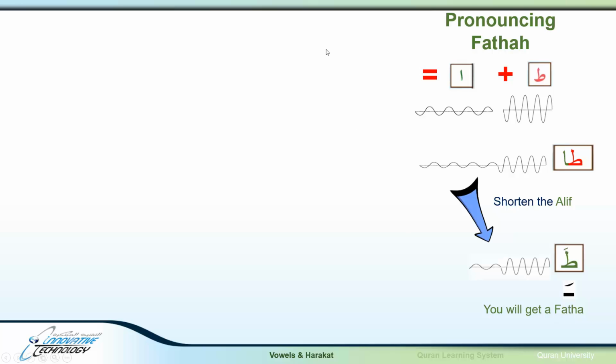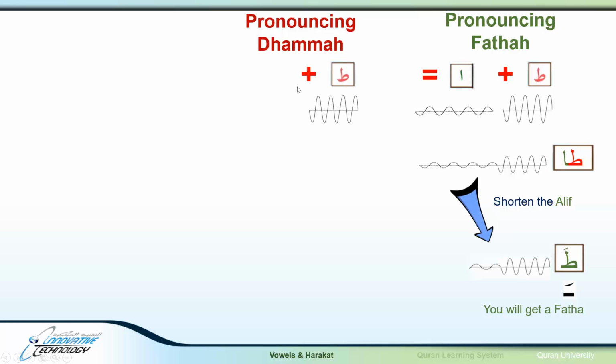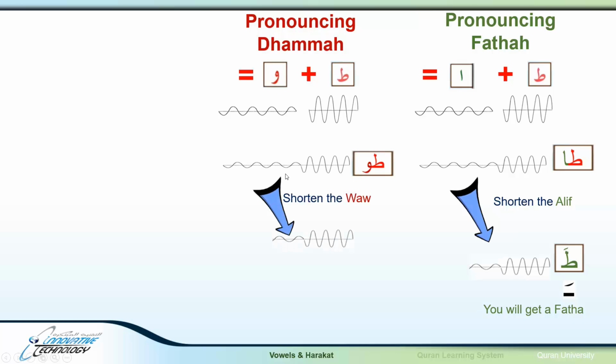Same thing applies for the dhamma. To pronounce the dhamma, we take a ta plus a waw, and it will sound like too. Now, if we shorten the oo part, the waw, it will sound like a dhamma, tu. So tu is a ta with dhamma, compared to too, which is a ta with a waw.